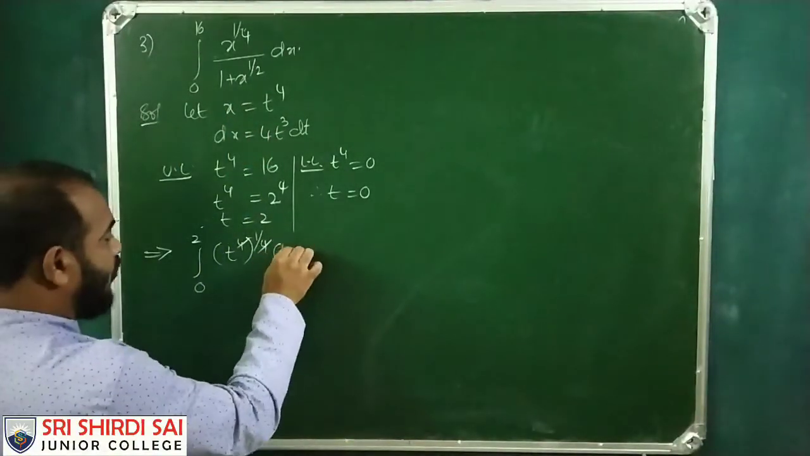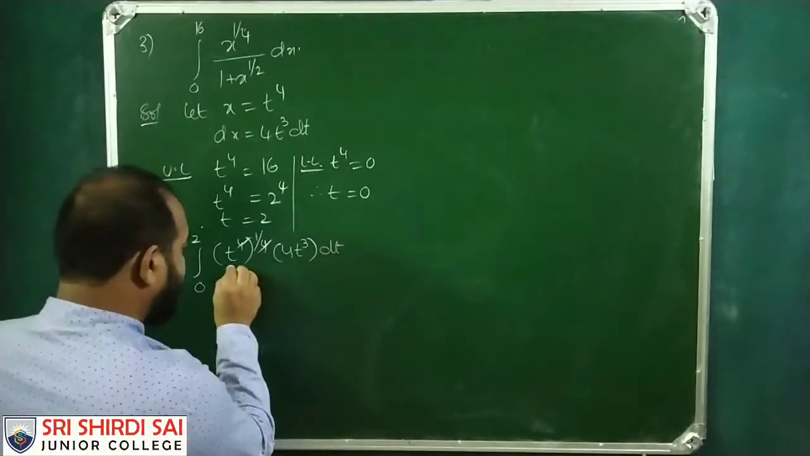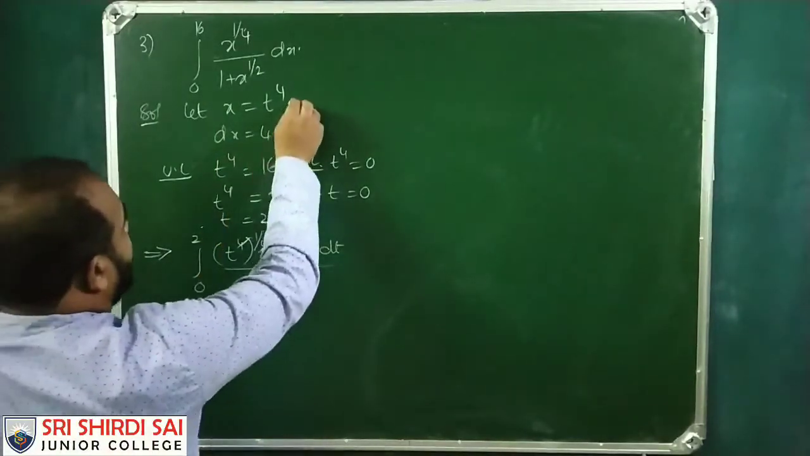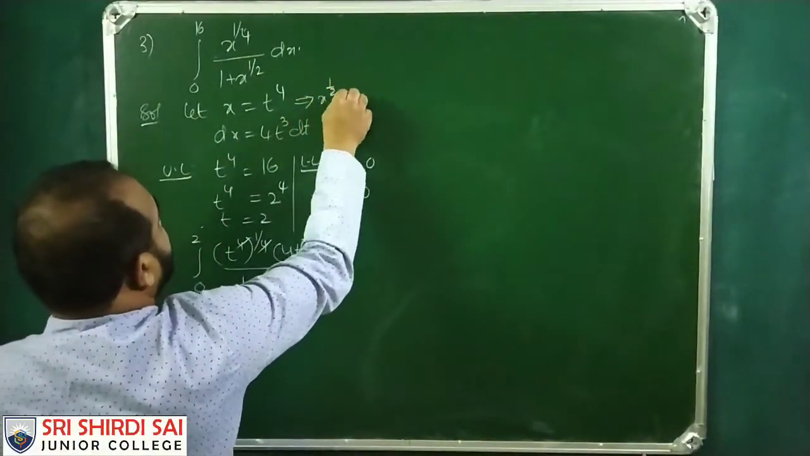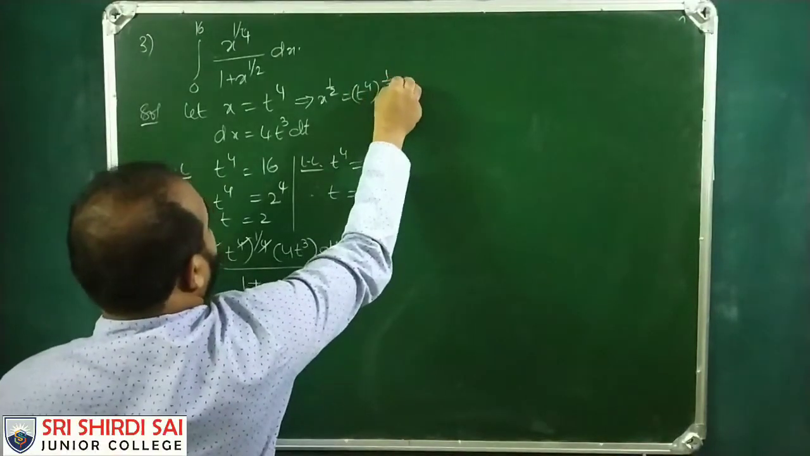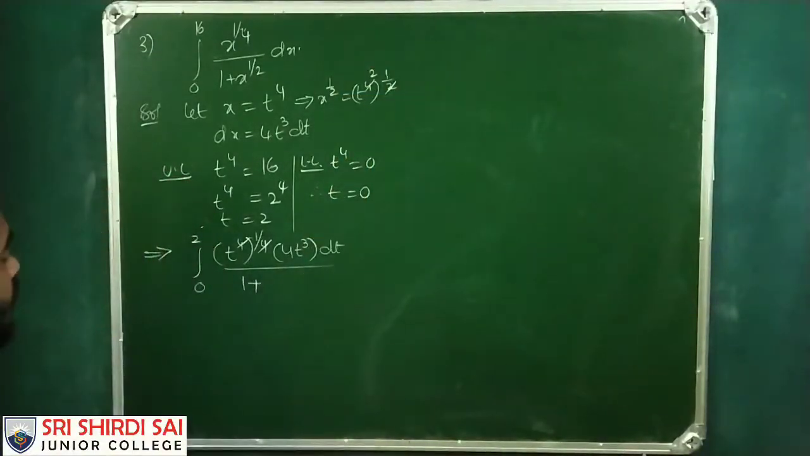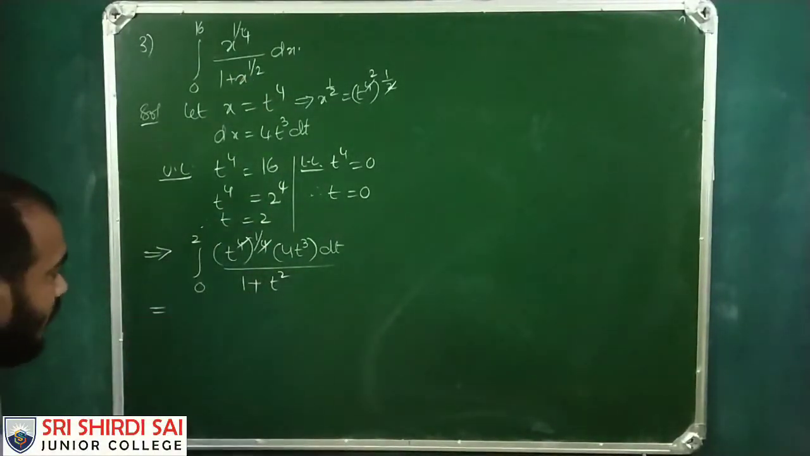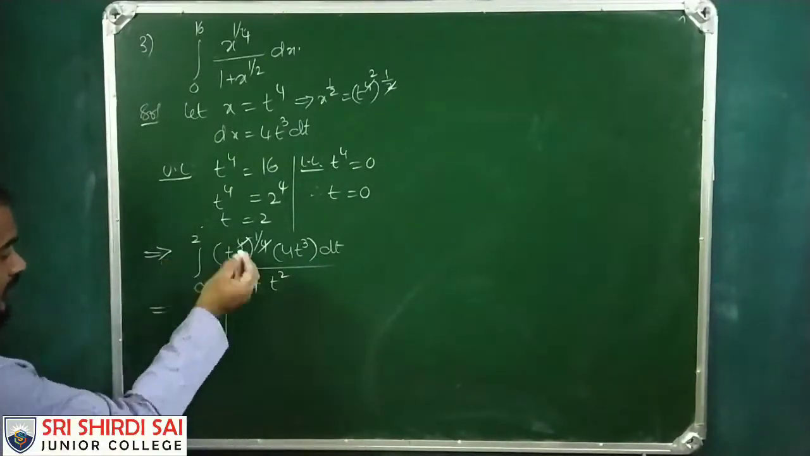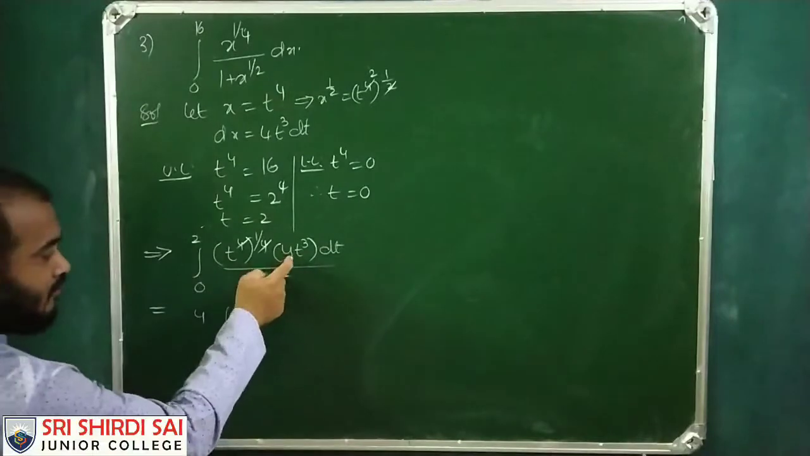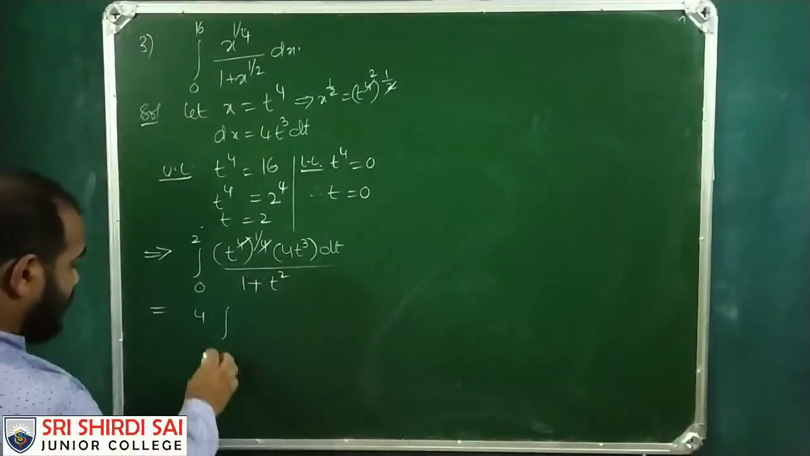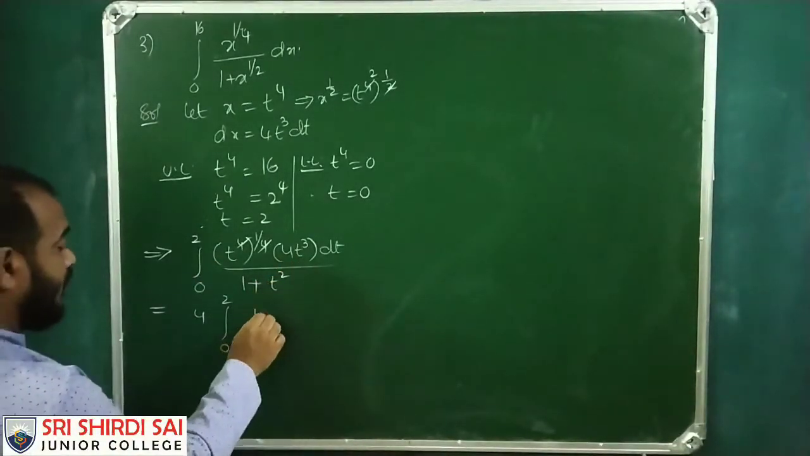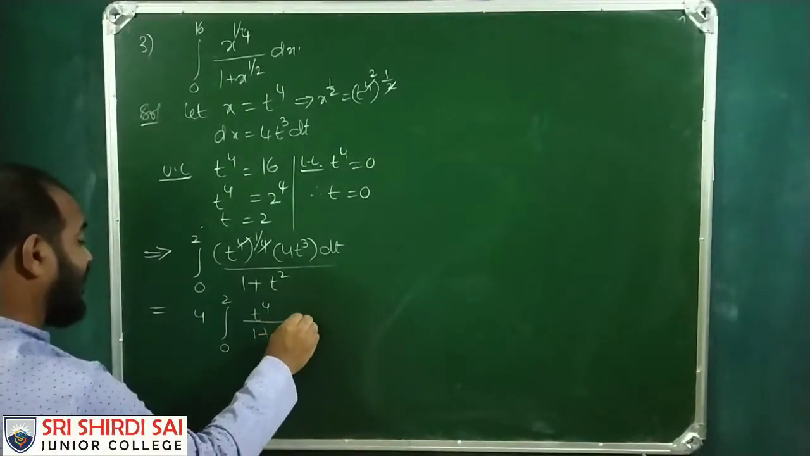dx is 4t cube dt by 1 plus, if x equals t power 4, what is x power 1 by 2? This is t power 4 whole power 1 by 2. So this is t square. This is equal to 4, which is to be taken out since it is a constant, 0 to 2, t into t cube. So t power 4 by 1 plus t square dt.